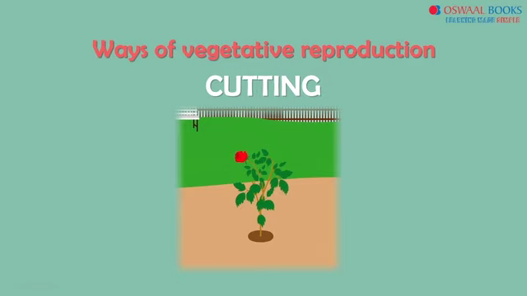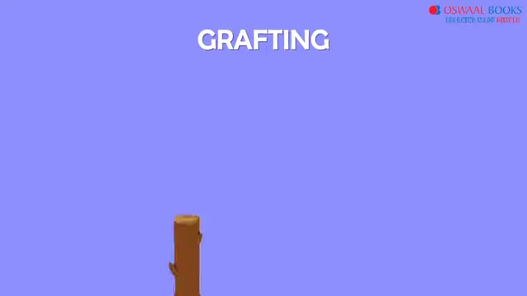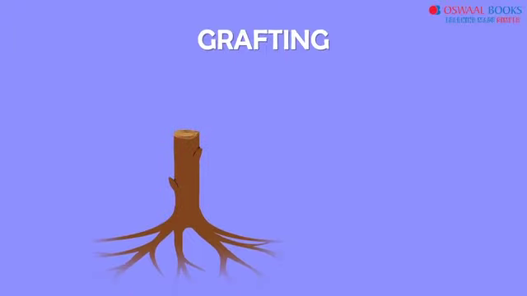The second type of vegetative propagation is called grafting. In grafting, there are two plants which are involved. Two plants? How is that possible? Here's how it works. One plant is a matured plant with roots. Another is a cutting from a desired plant. The matured plant is called the stalk, while the cutting is called the scion.